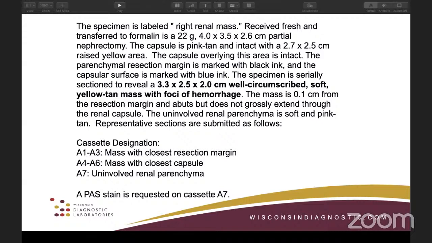So this kind of gives you an example. This is a simpler type of specimen, but it gives you an example of the kind of things you need to include in a gross description.